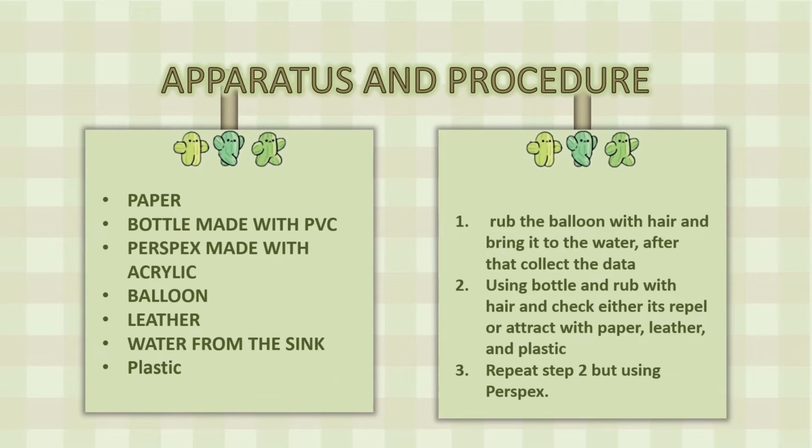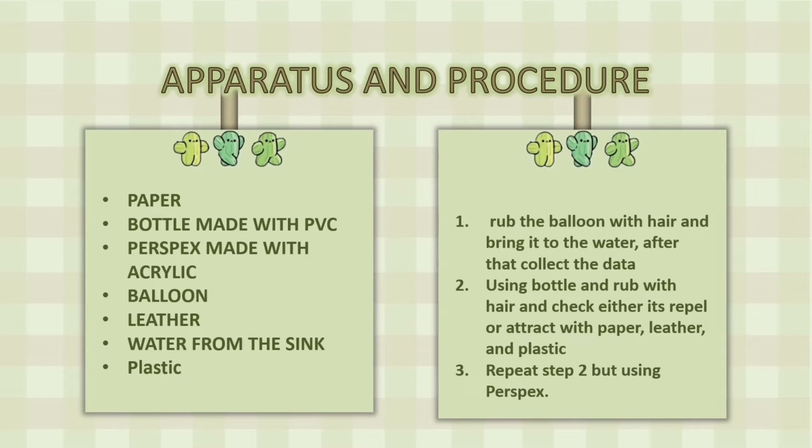Second, in this experiment, the apparatus that we need is paper, a bottle made of PVC, a bag made of acrylic, a balloon, leather, and water. We use water from the sink because we want to know if it attracts or repels when we open the sink. And lastly, plastic.